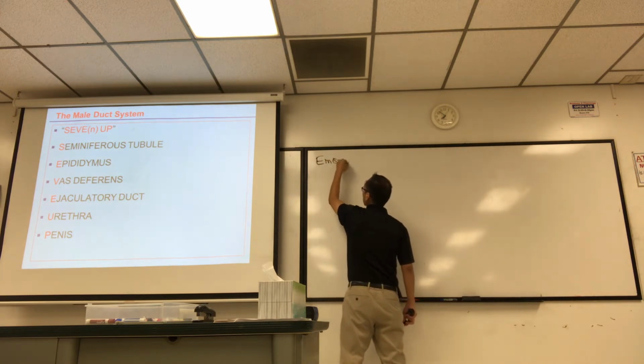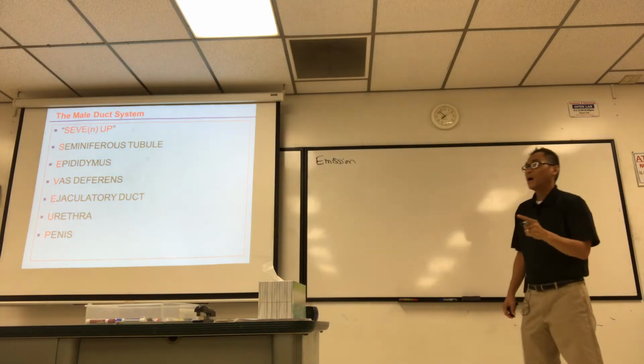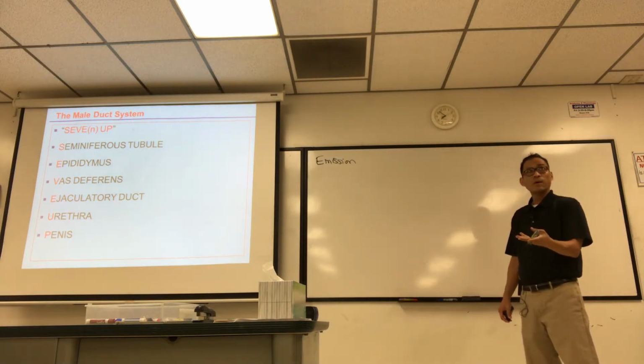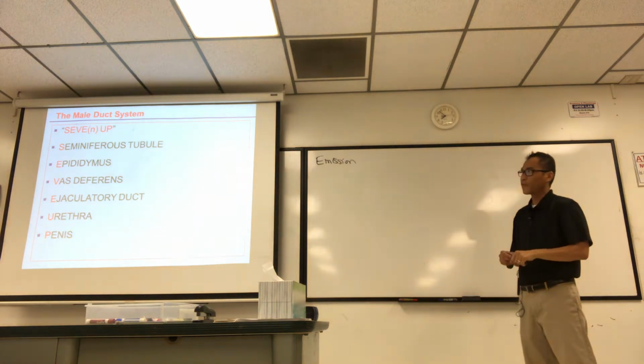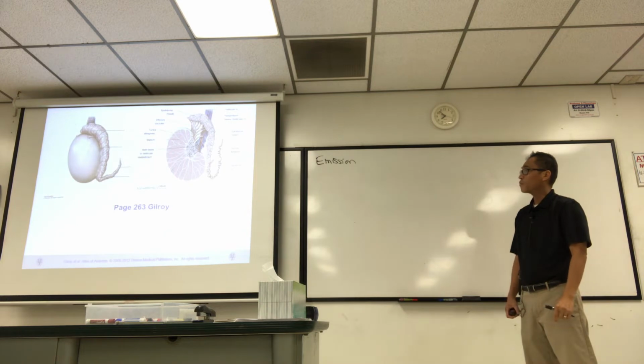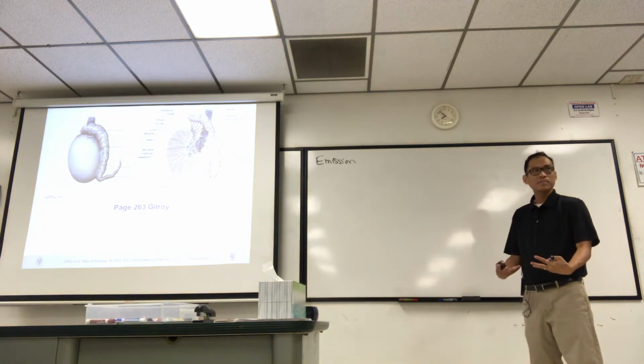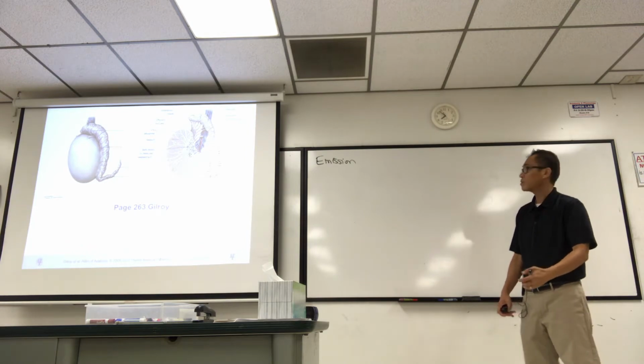Now emission should be in your notes already. It's movement of sperm up to the urethra. So we've got to go through a lot of structures to get there, and there's some details left out of here. So let's go through the entire male duct system for emission and for ejaculation.